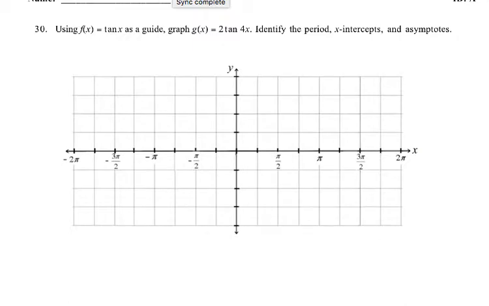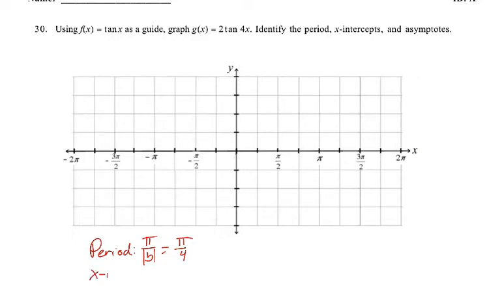So the period, we use the equation pi over the absolute value of b. In this case, b is 4, so we get pi over 4. So that means every pi over 4, it's going to repeat itself.